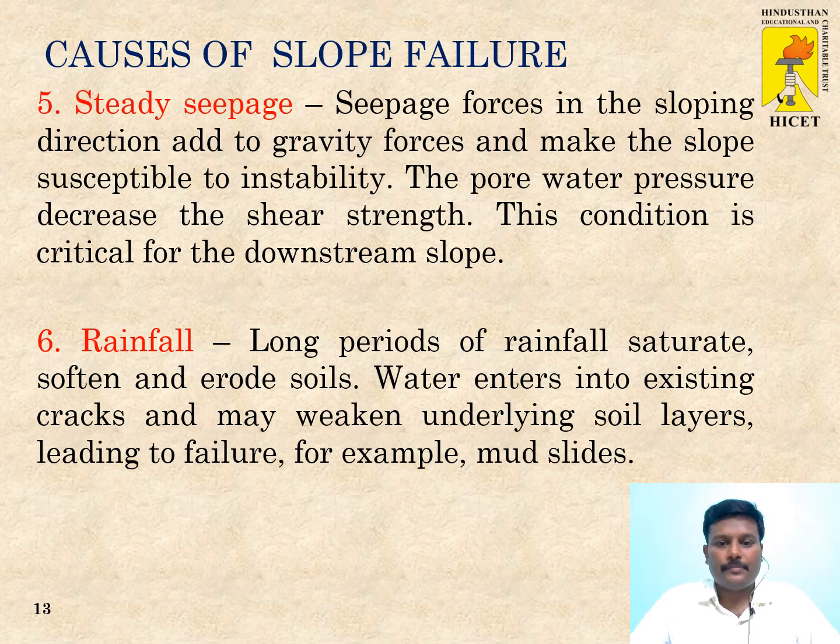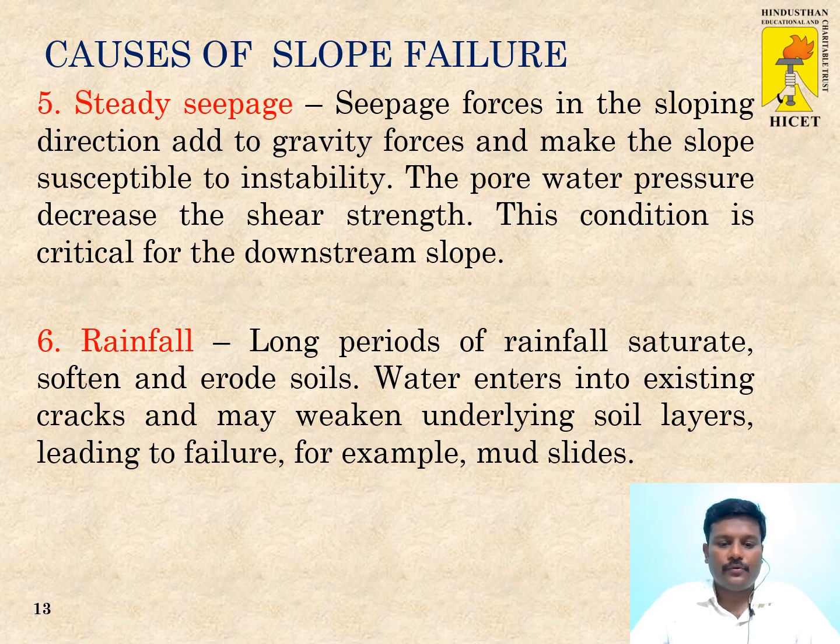Fifth one, steady seepage. The seepage forces in the sloping direction add to gravity forces and make the slope susceptible to instability. The pore water pressure decreases the shear strength of soil. This condition is critical for the downstream slope.